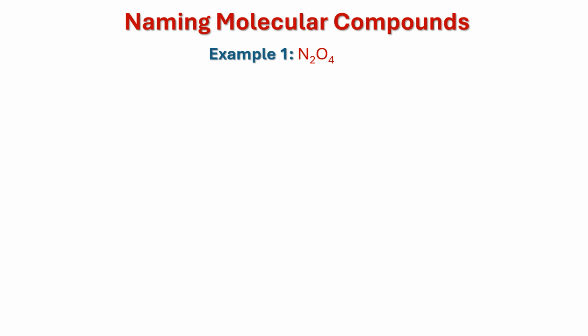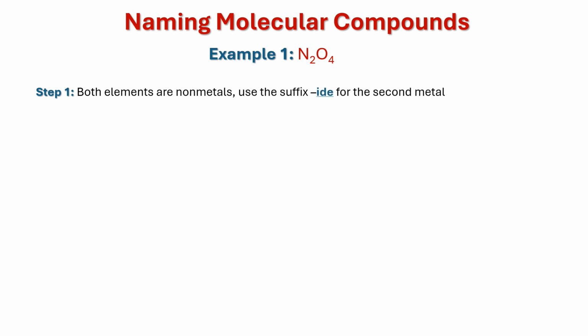So in our first example, we are given N2O4. This is a molecular compound because we have two nonmetals. How do we know these are nonmetals? If you do not know that, we would refer you to our first presentation where we talk about the periodic table. These nonmetals are normally found in the upper right corner of the periodic table. So this is our first example. We have two nonmetals.